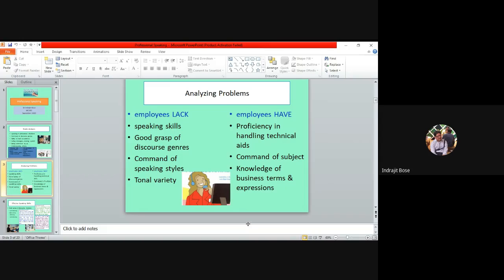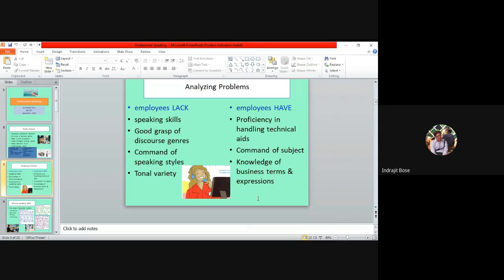there is some problem with handling the discourse genres or the types of speech and the command of speaking styles or tonal variety that is required. So today we will take a look at these, that is the discourse genres, command of speaking styles and tonal variety. That is very, very important in holding the audience's interest and attention span, which is important in building up the presentation as such, or whatever it is that you are interacting with the customers about. And this is what we are going to explore.